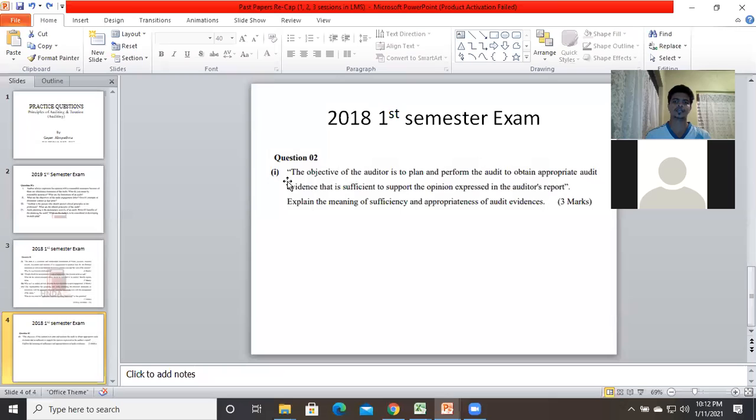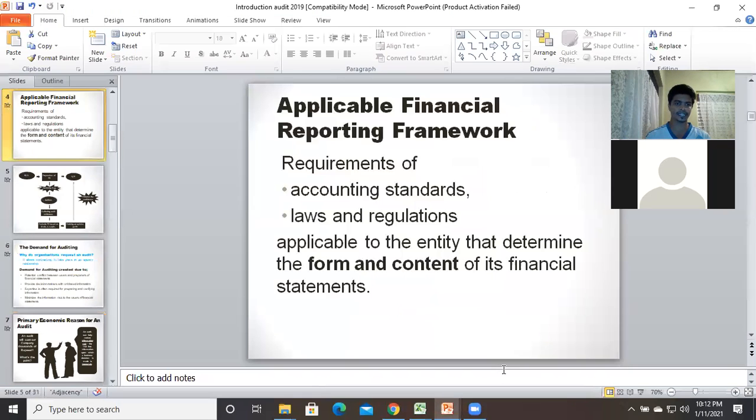Then next one. The objective of the auditor is to plan and perform the audit. Wait, let's see whether it is available. Applicable financial reporting framework. See: requirements of accounting standards, laws and regulations applicable to the entity that determine the form and content of financial statements. If you write down that answer, that means generally accepted accounting principles and the company act, then accounting standards, you can also get the answer. This is the broad view, the wide view.